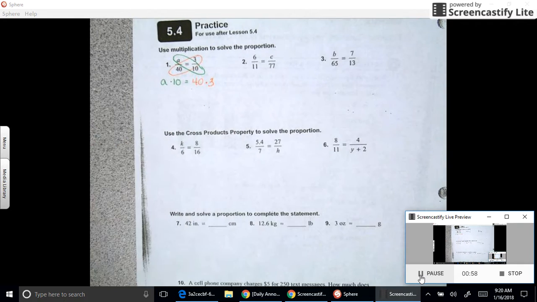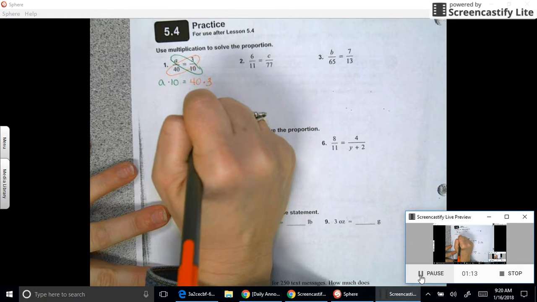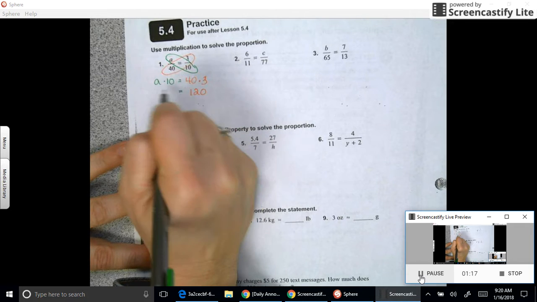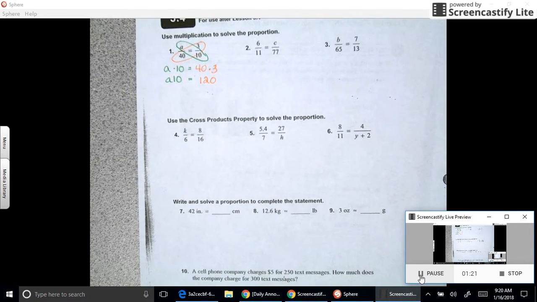What is 40 times 3? Can anyone tell me? Yes, it is 120. So 40 times 3 is 120. And a times 10 is just a10. So now we have a simple one-step equation. And we solve these just like we solved every other equation we've done this year.